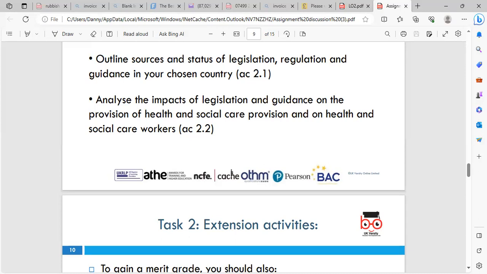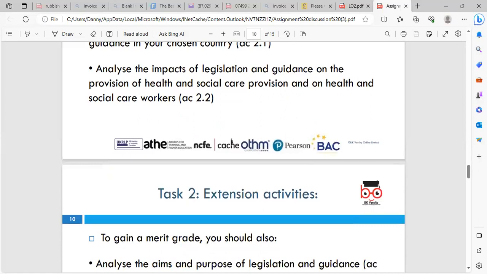And then for the guidance, we can talk about NICE. You know about NICE? It's in your lectures. NICE is the guidance that we follow. So these are the things I expect you to talk about for your chosen country. Joel, if you go back to your lectures, you will see a lot of information there.